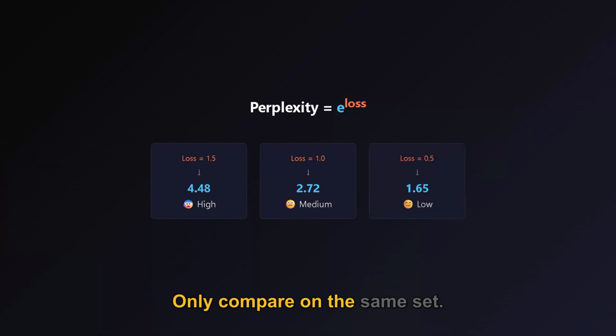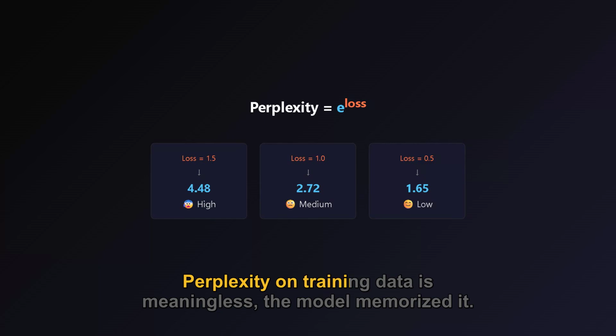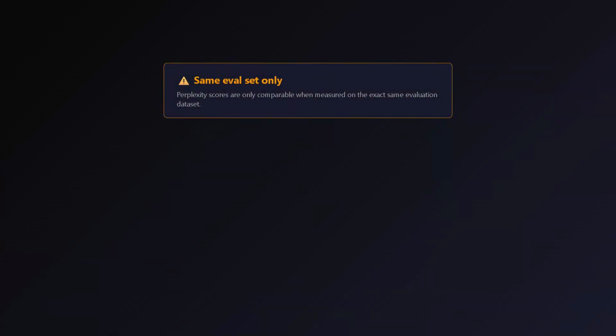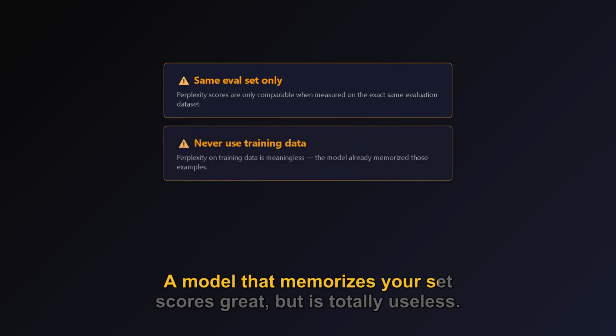Only compare on the same set. Perplexity on training data is meaningless, the model memorized it. And low perplexity doesn't automatically mean a good model. A model that memorizes your set scores great but is totally useless.